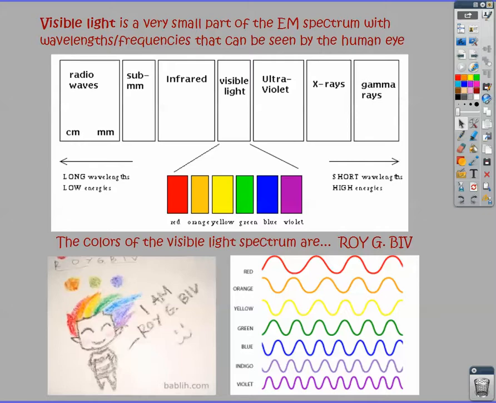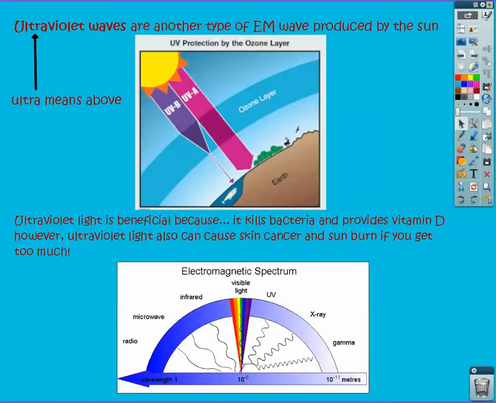And you should make sure that you do know the order of the colors from the lowest energy to the highest energy. That's going to be important for us this year. More energy than the light that we can see is a series of waves called ultraviolet. That prefix ultra means above, so these are waves with a frequency above that of the color violet. We get a lot of these produced by the sun, and these can be both beneficial to us and they can be hazardous to us.